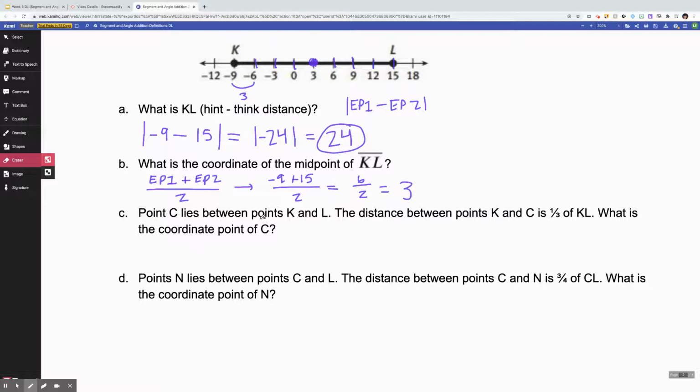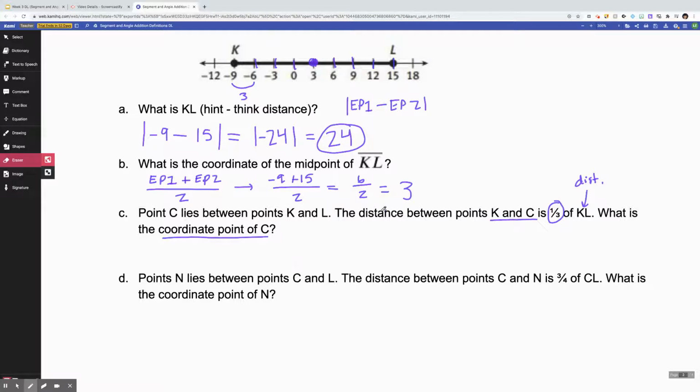This says point C lies between points K and L. So it just means it's somewhere between K and L. I don't know exactly where. I just know it's somewhere between K and L. It says the distance between points K and C is 1/3 of KL, meaning the distance, right? The length of the whole line, okay? So what they want to know is what's the coordinate point of C, okay?